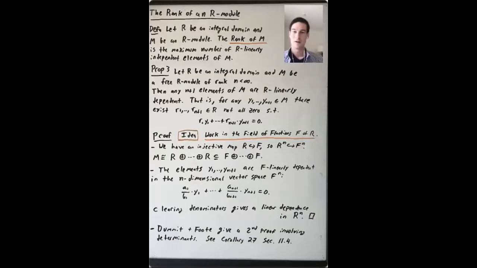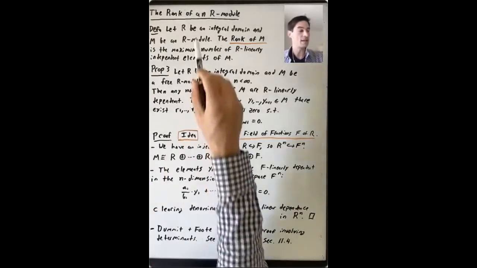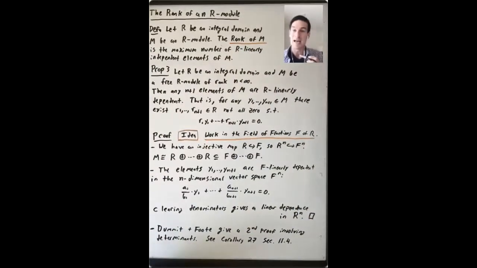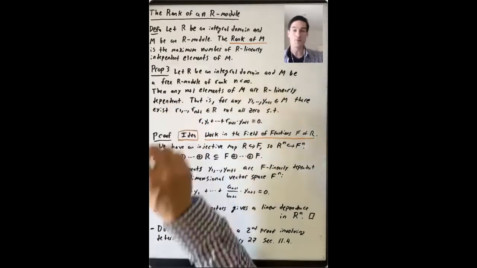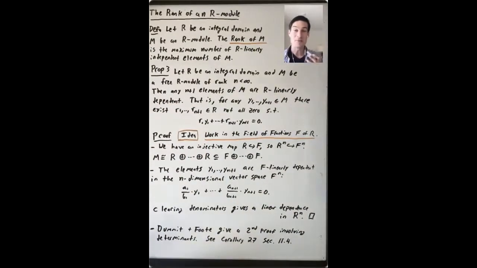seems to fit. We next want to discuss the rank of an R module. Let's say that R is an integral domain and M is an R module. Then the rank of M is the maximum number of R linearly independent elements of M. We're going to prove proposition 3 that talks about rank for a free R module.